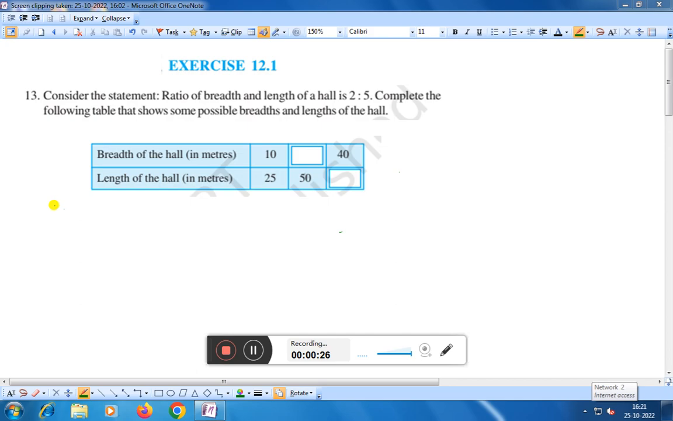Here it is given that the ratio of breadth and length of a hall is 2:5. Now the breadth of the hall in meters is blank, and the length of the hall in meters is 50. That means these are equivalent ratios. Therefore, 2:5 should be equal to dash by 50.